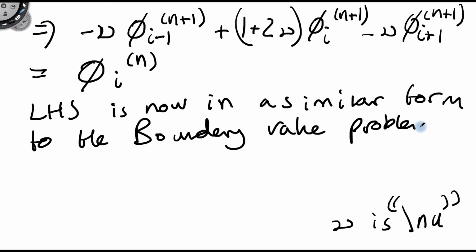It's no surprise, because we're applying a second derivative in space, which is exactly what we did in the boundary value problem. The only complication here is that we've also got the time derivative, but it's a similar thing. You have an i minus 1 term with a coefficient, an i term with a coefficient, an i plus 1 with a coefficient, and then a right hand side. And we can then turn this into a vector problem.